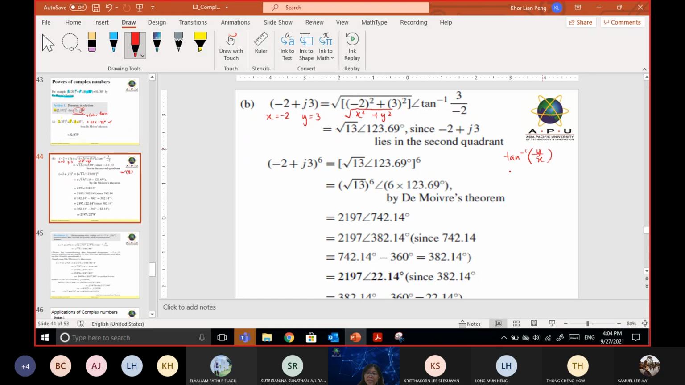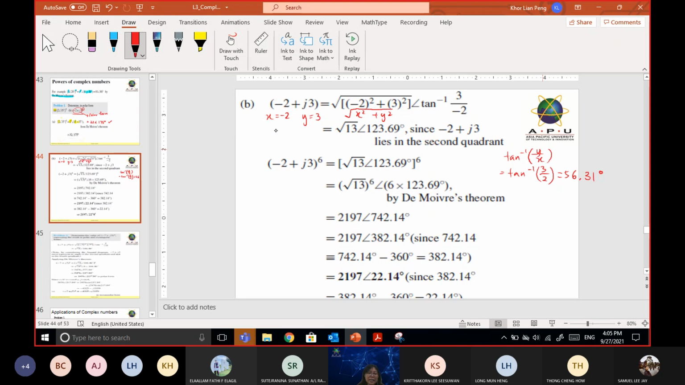As I say, in my practice, I don't put the sign. So the y is actually 3, the x is actually 2. Arctangent of 3 over 2, if you get the basic angle, will be 56.31 degrees. Okay, this is the basic angle.